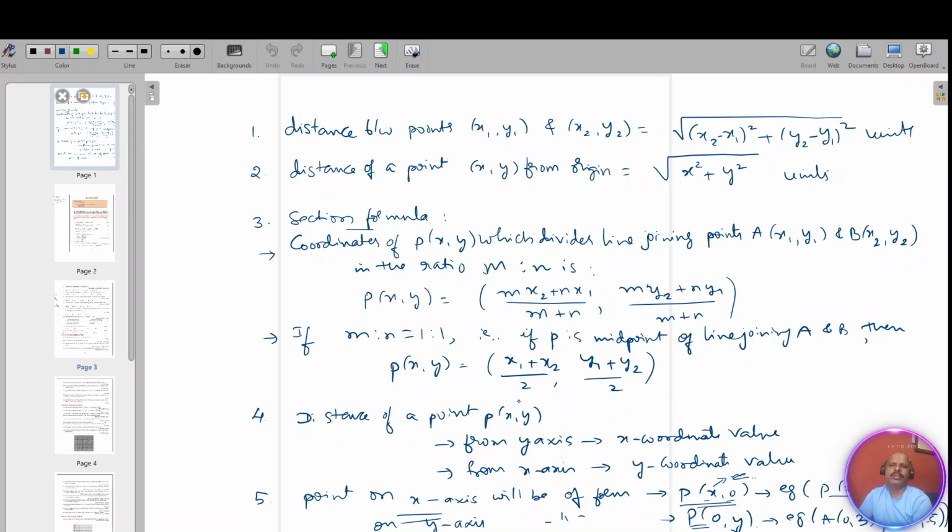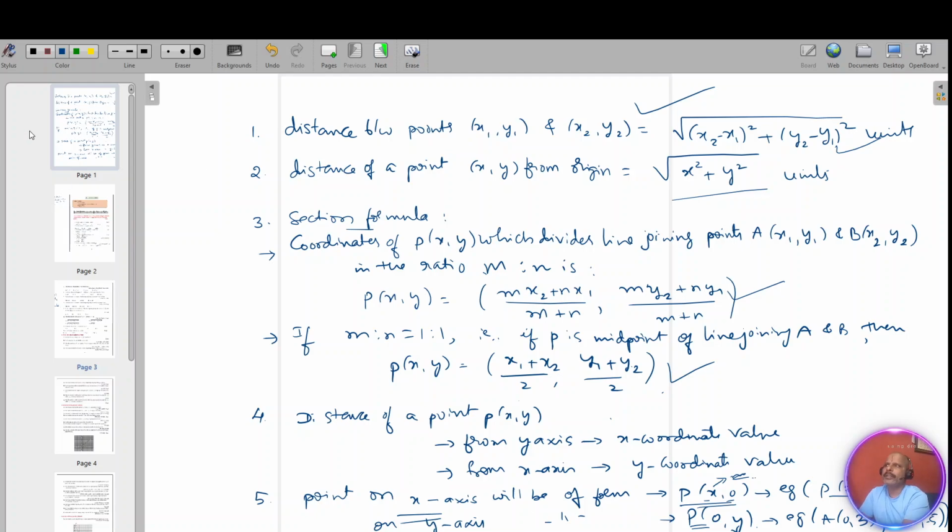There is a section formula which we'll see when it comes. Anyway, if a point P divides A and B in the ratio m is to n, then (mx2 plus nx1) by (m plus n), (my2 plus ny1) by (m plus n) is the coordinates of the point which divides the line segment AB in the ratio m is to n.